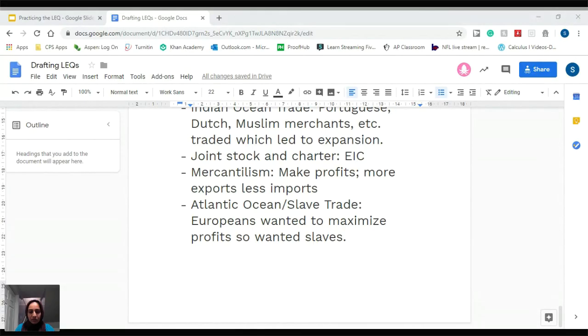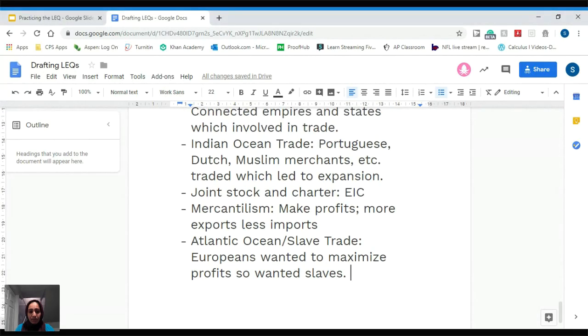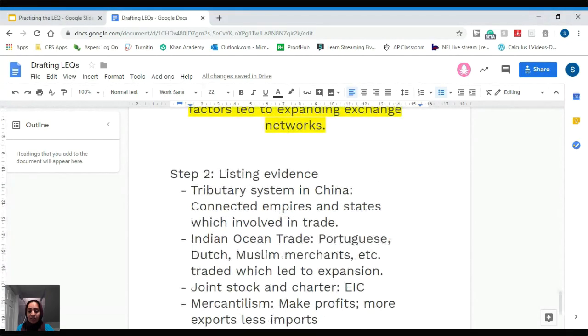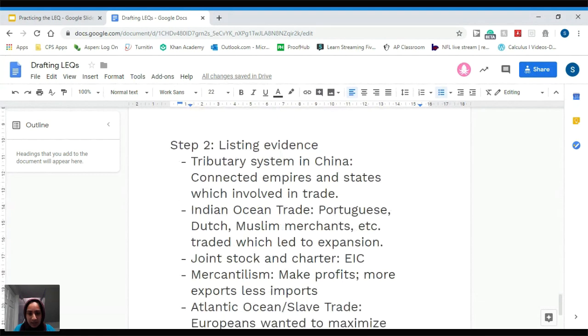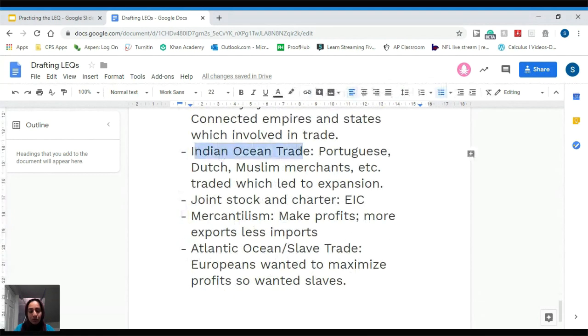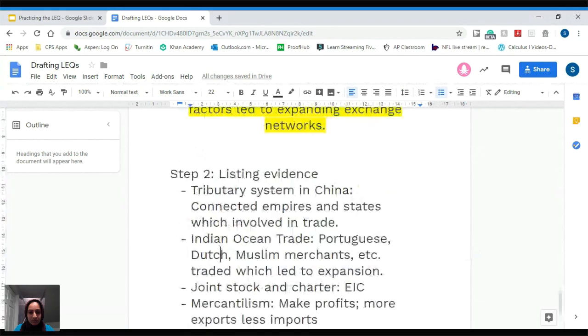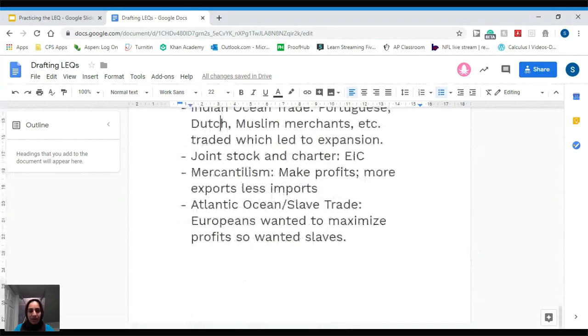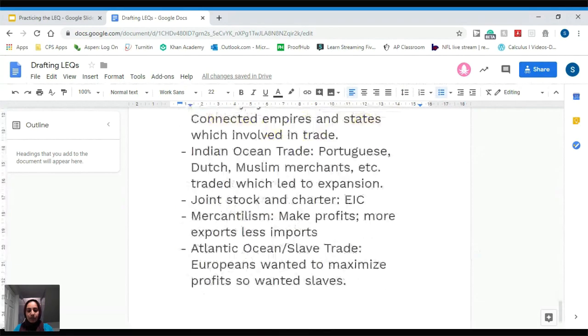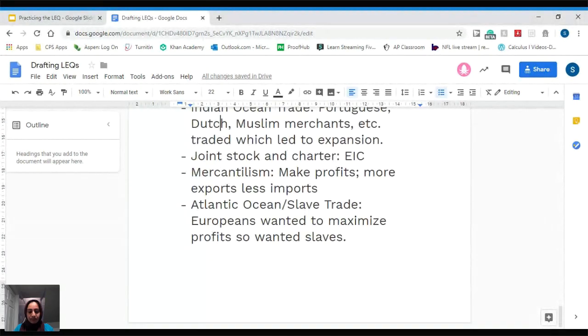And actually, last year on the AP exam, the DBQ was about the Portuguese in the Indian Ocean. So the Indian Ocean is a pretty important trade network, and the same goes for the Atlantic Ocean slave trade; all these economic systems are important. So now we have our evidence just jotted down. If you guys have anything else, feel free to list it and I'll add it to my notes.